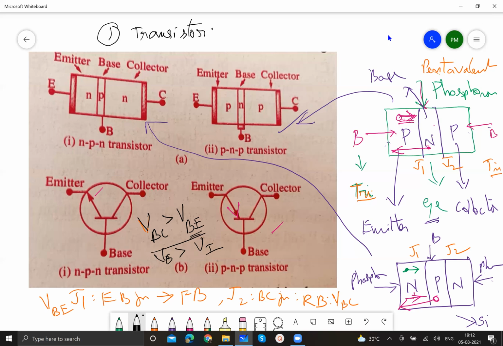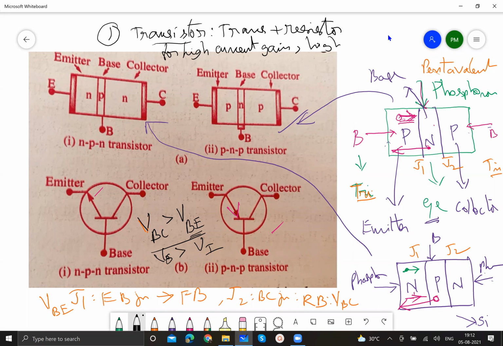The literal meaning of transistor is trans plus resistor. So this device transfers the resistance appropriately across the junctions for achieving high current gain, high voltage gain, and high power gain.